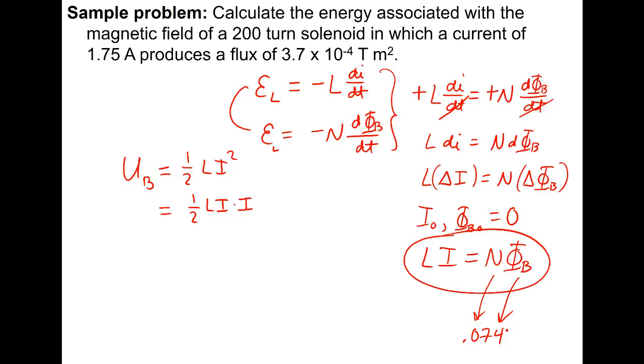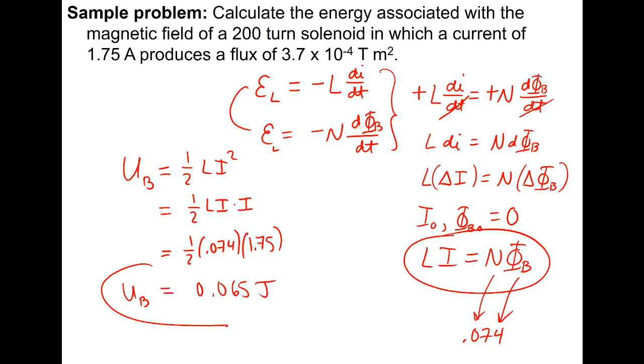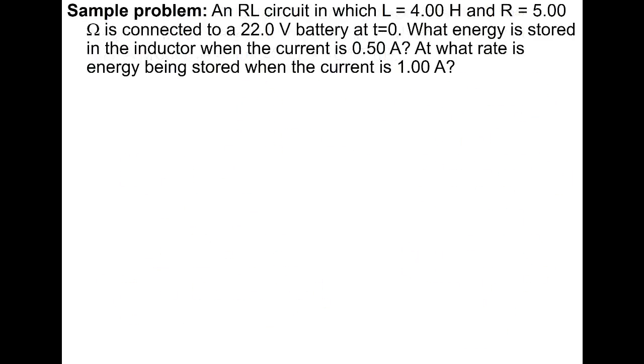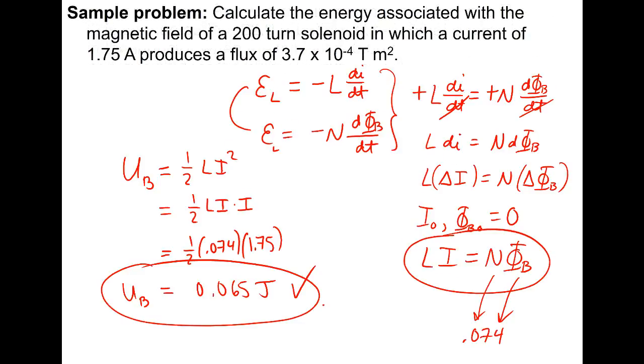0.074, whatever that unit is. I think we said in the previous slide that it was volts times seconds, which makes sense, I think. And if we plug that into here, 1/2 times 0.074 times 1.75, then we get the energy stored in this inductor. Okay, let's go back a second just to make sure we're all good with this.